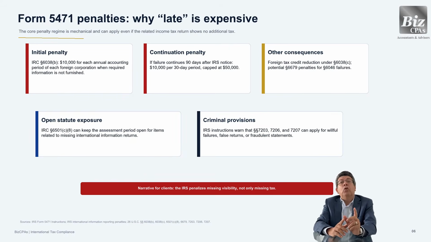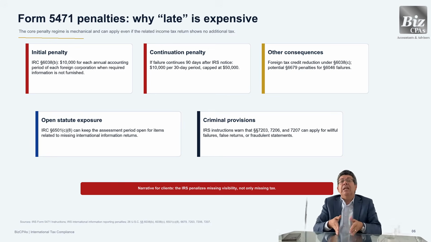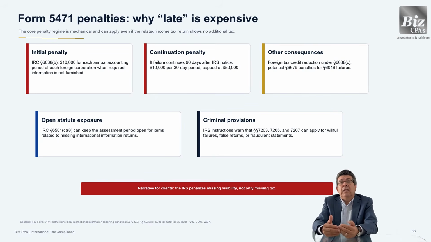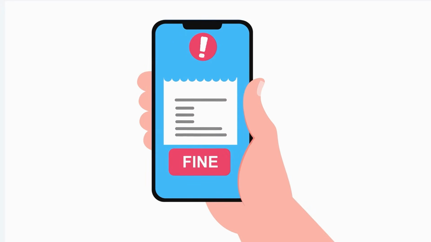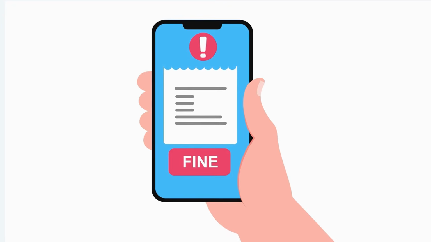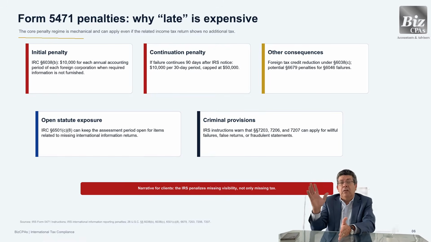The 5471 penalties could be really, really expensive. Think about it. The initial penalty is $10,000. According to IRS Code Section 6038, the minimum penalty is $10,000 per occurrence, meaning per incident. Let me give a little sample. If you have 3 entities that you're supposed to report, it's $10,000 minimum each. And then there's a continuing penalty: if the IRS finds out, and they send you a notice, and you don't respond, it's $10,000 per 30-day period, capped at $50,000. Remember I mentioned that. So it's $10,000, but it could be as much as $50,000 per incident, per entity.